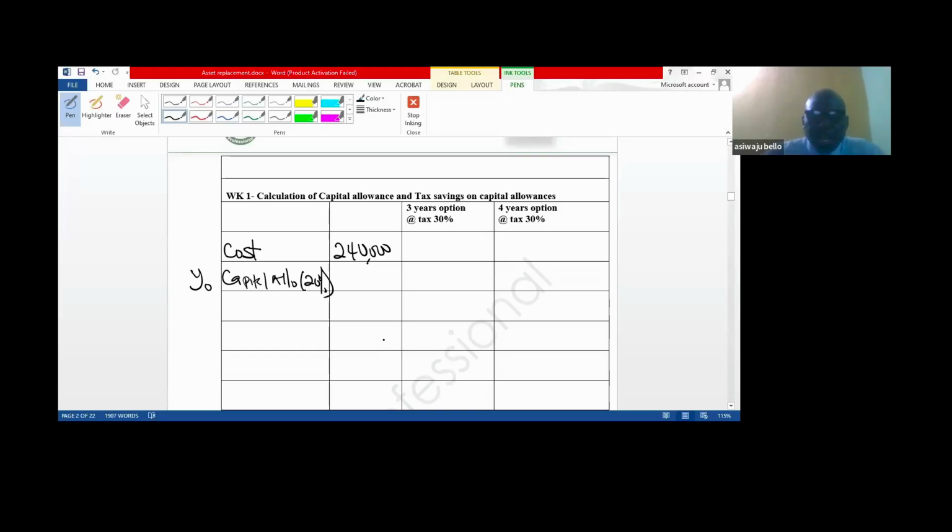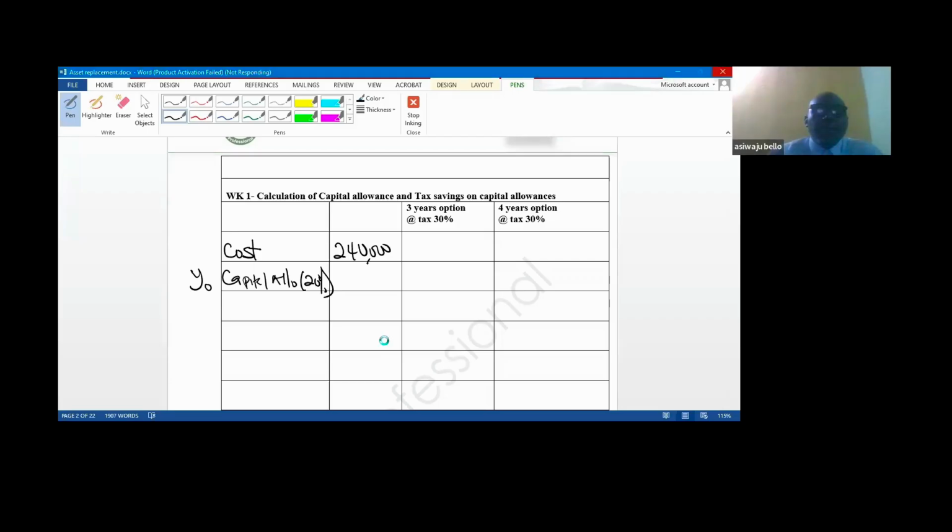Most of us are sleeping now. $48,000. Okay, 48,000. That is multiplied by 2.0. 48,000.